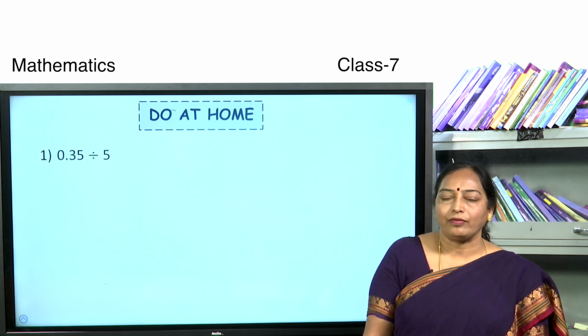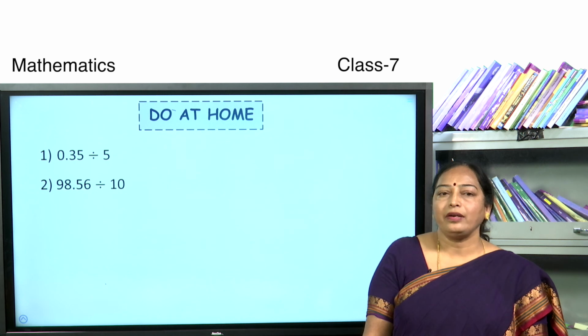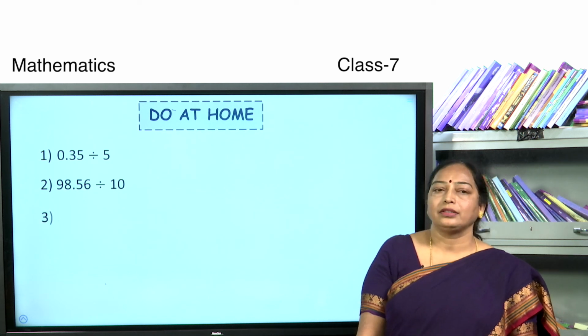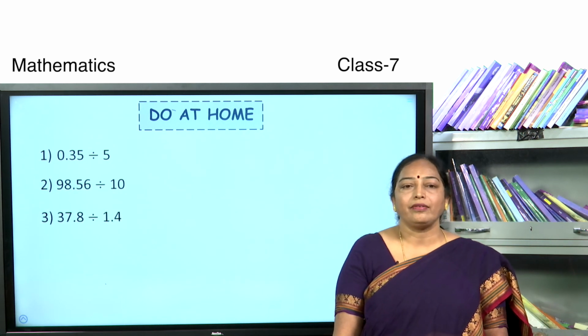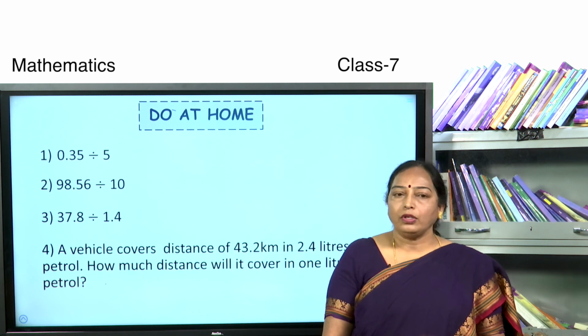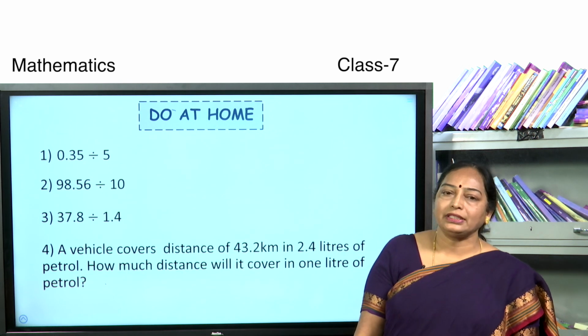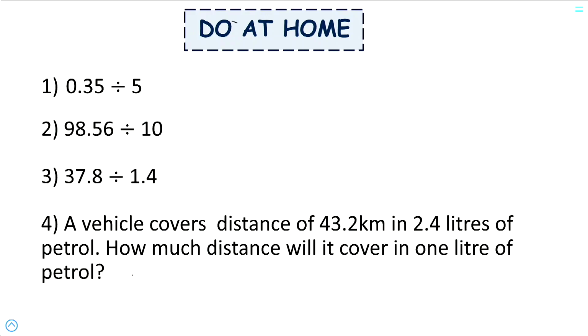Children, write down these problems, solve at home. 0.35 divided by 5, 98.56 divided by 10, 37.8 divided by 1.4. Fourth one, a vehicle covers a distance of 43.2 km in 2.4 liters of petrol. How much distance will it cover in 1 liter of petrol?